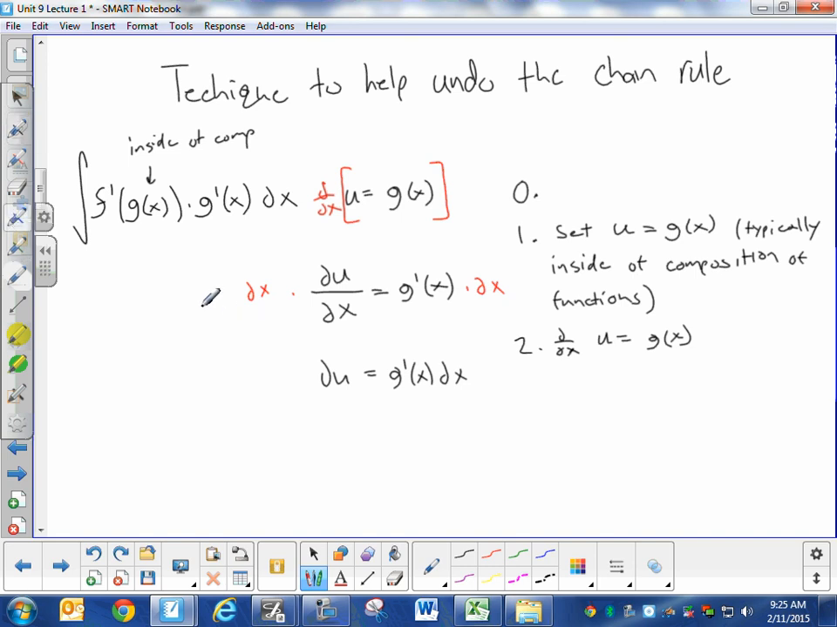Now, I'll tell you right now, this step that I showed, you will skip, as long as you understand exactly what's going on. Okay? So after you take the derivative of u equals g of x, I want you to show your answer as being du equals g prime of x dx. Let me move that down.